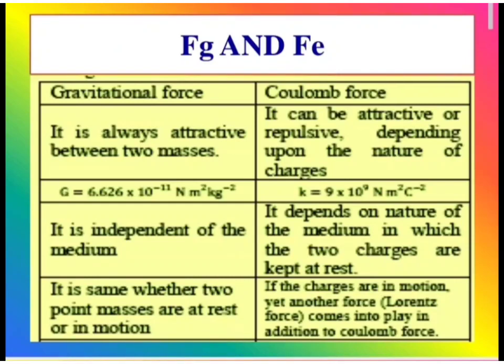In the case of Coulomb's force, the value of constant K is equal to 9 into 10 to the power of 9 Newton meter square Coulomb power minus 2. Point number 3: gravitational force is independent of the medium, whereas Coulomb's force depends upon the nature of the medium in which the two charges are kept at rest. The last point: gravitational force is the same whether the two point masses are at rest or in motion. In the case of Coulomb's force, if the charges are in motion, yet another force comes into play in addition to the Coulomb's force.